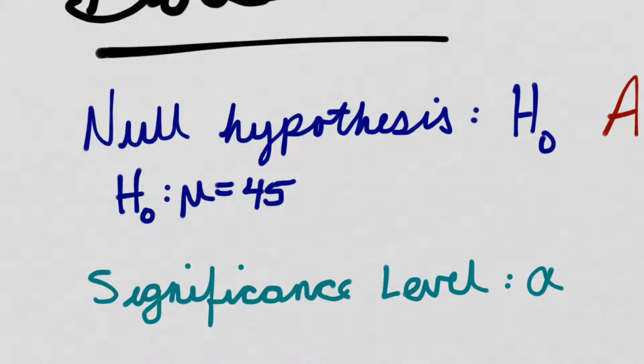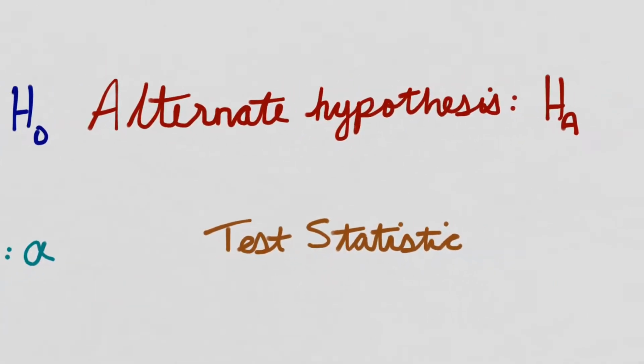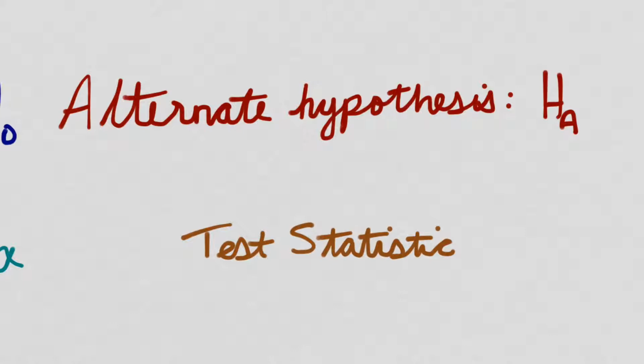That parameter can be the mean, or the standard deviation, or it could also be a proportion. There are many different ways to state a null hypothesis, depending on what we're talking about. So we have a null hypothesis, which is usually a parameter equal to a number. Then we have an alternate hypothesis, which is denoted with HA or H1.